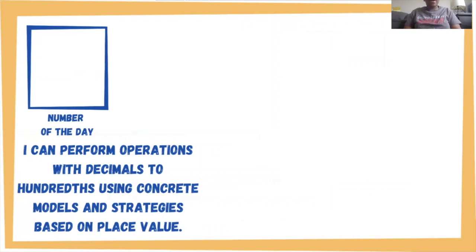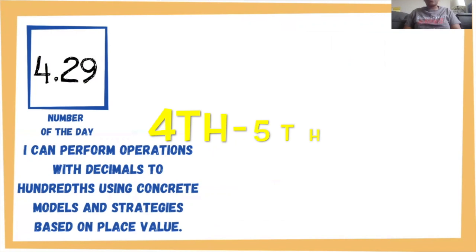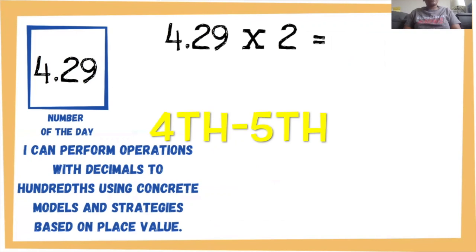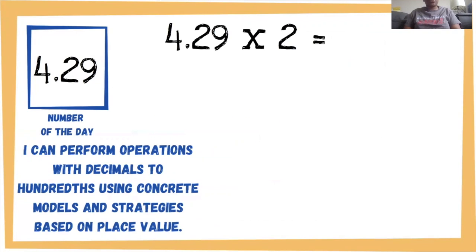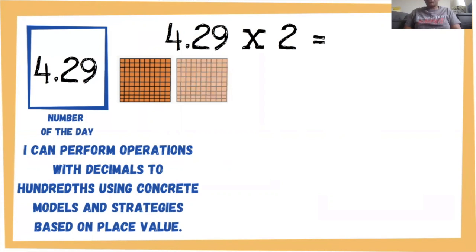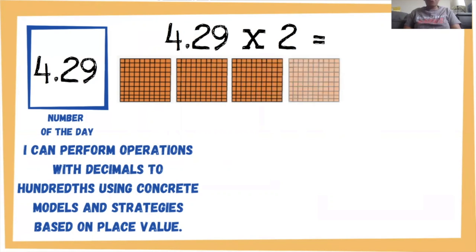All right, senior scholars, it's your turn. Let's take a look at our problem of the day. We are going to use the number 4 and 29/100, and we are going to multiply it by 2 using concrete models. In order to do that, we're going to use our base 10 blocks. What do you think we're going to start with? That's right, we're going to start by representing 4 and 29/100. Let's do that. We're going to start with our whole numbers. So 1, 2, 3, 4.